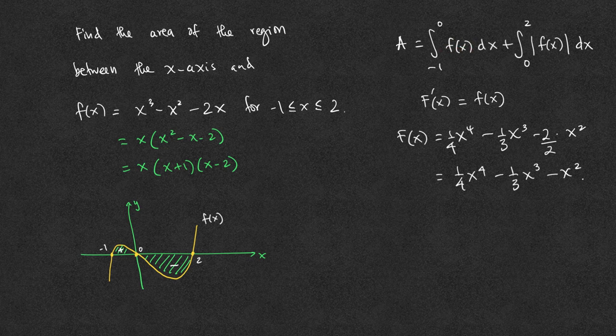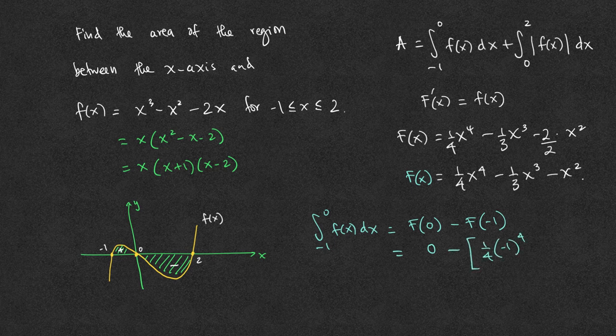Using the fundamental theorem of calculus, the integral from -1 to 0 of f of x dx is therefore F of 0 minus F of -1. And so we would plug 0 into this antiderivative uppercase F. F of 0 is 0, minus F of -1. This is 1 over 4 times -1 to the fourth, minus 1 over 3 times -1 cubed, minus -1 squared, and we need to use brackets around this because of the negative sign.